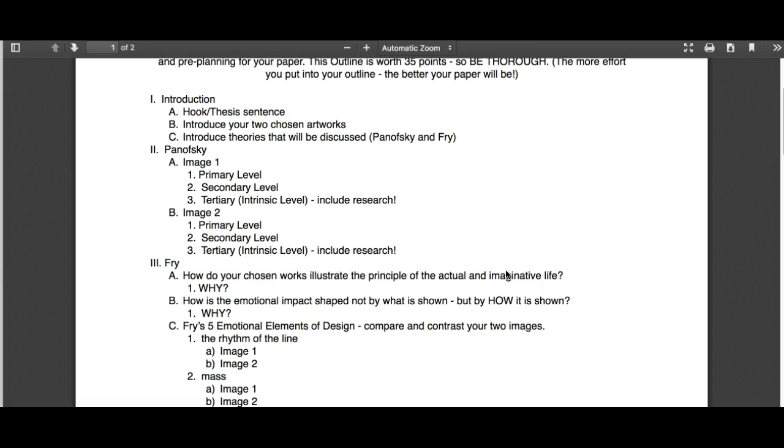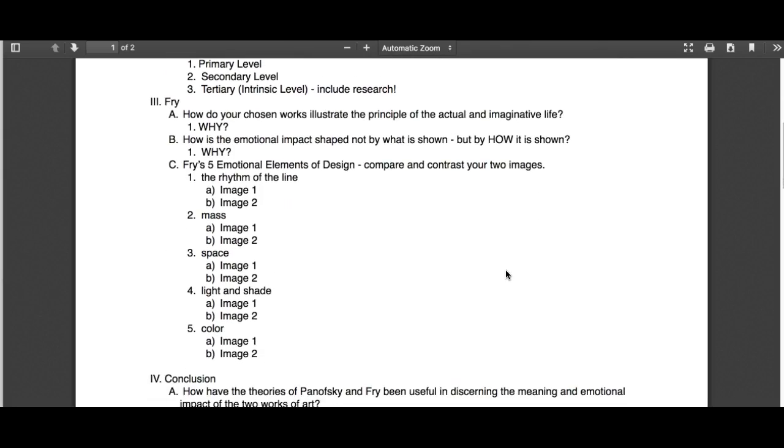So remember, this is really that primary and secondary level are kind of leading up to this intrinsic tertiary level. With Fry, how do your chosen works illustrate the principle of the actual and imaginative life? Consider why. And those of you who actually watch these videos all the way through, I like to throw in some nuggets here.